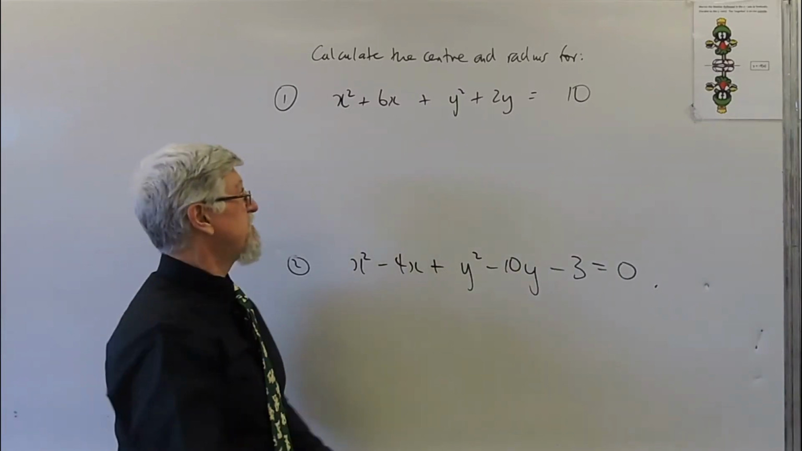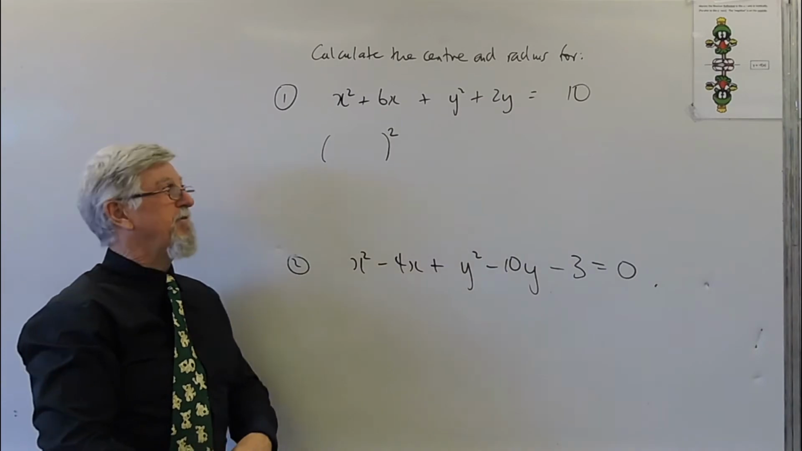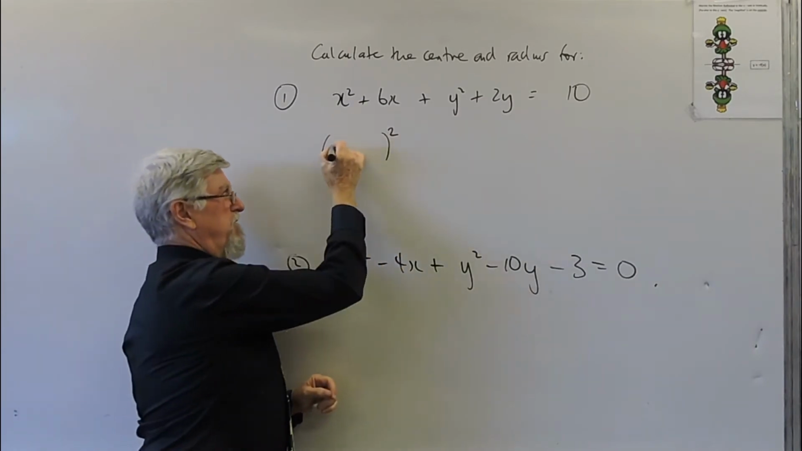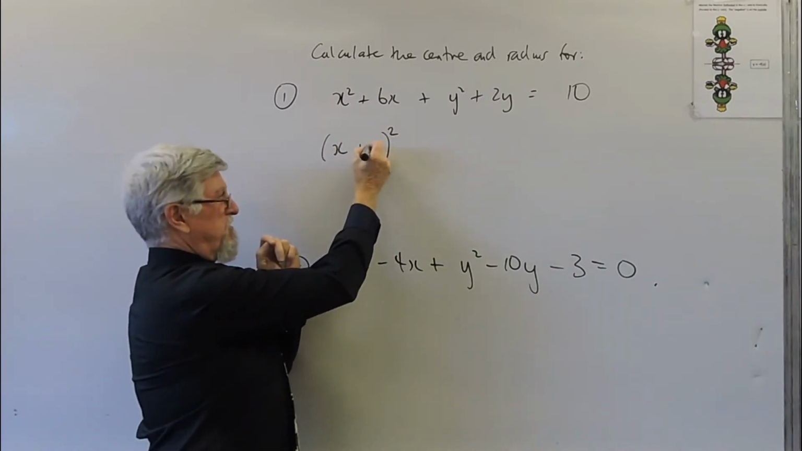So how do I get the centre of a circle? I need that written as a square. And the quickest way to do it is, I know I'm using x's. If I halve that 6, I get a plus 3.